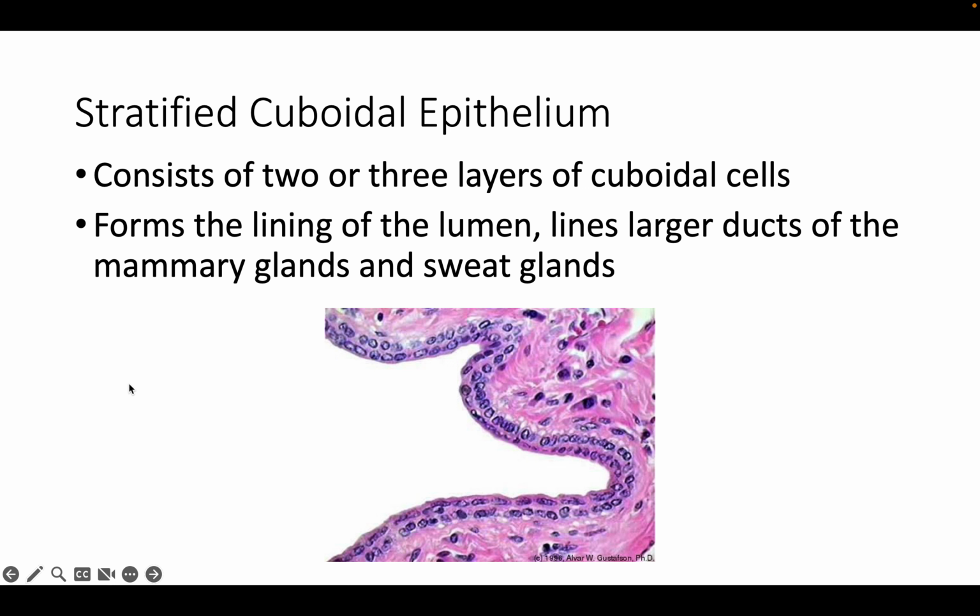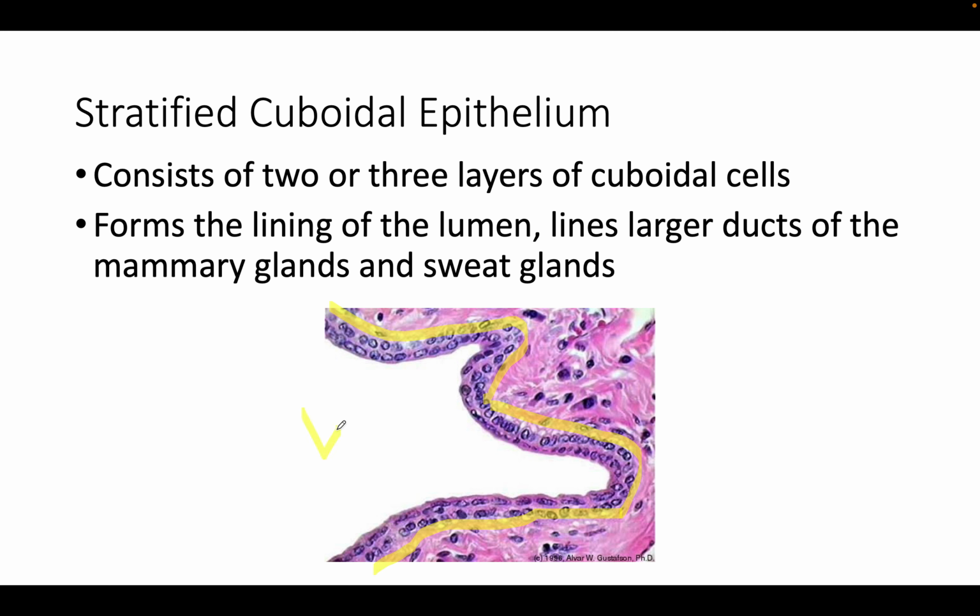All right, stratified cuboidal epithelium. Stratified means multiple layers, and cuboidal means cube-shaped epithelium, right? You know what that is. Let's find that basement membrane, right here. If you look at it, it's winding around, right? Epithelium does not always form nice boundaries, right? It kind of looks confusing.